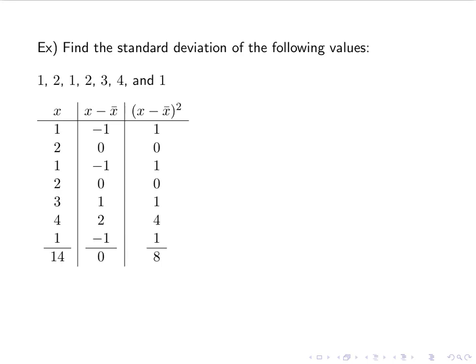And then again, the standard deviation will be the square root of that 8 divided by the number of values. So we get the square root of 8 over 7, which is 1.07. So again, the standard deviation is much smaller. These numbers are not very varied. They're all fairly close to each other.